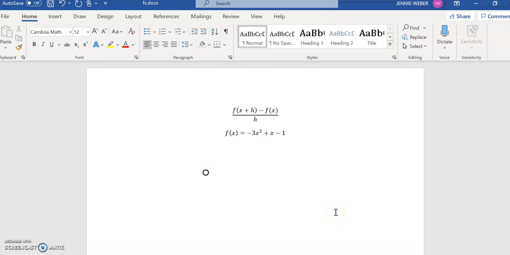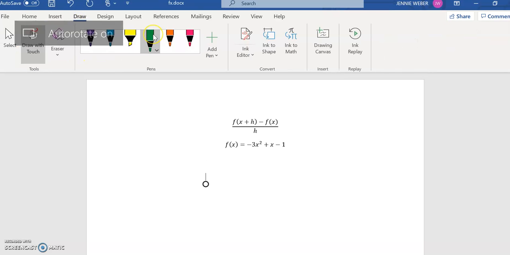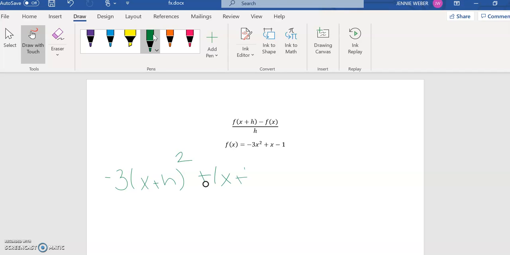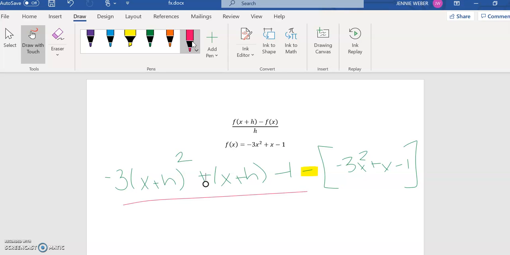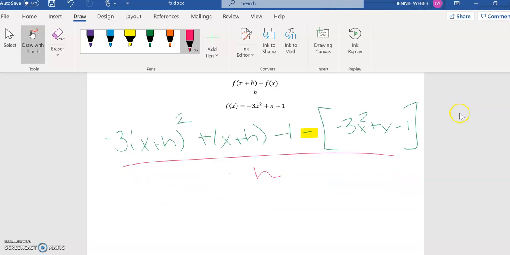Practice with what you're going to have to use. So on this, I first have to take this, and the first part means that every time I see an x, I have to replace it with x plus h. This is going to be negative 3 times (x plus h) squared plus (x plus h) minus 1. And then minus, in parentheses, because remember the whole thing is negative, negative 3x squared plus x minus 1. And these are important because this is going to get distributed, and this is crucial for this working, because what you're going to find out is that usually you're going to have a lot of stuff cancel, and if you don't get this sign right, it's not going to happen, okay?